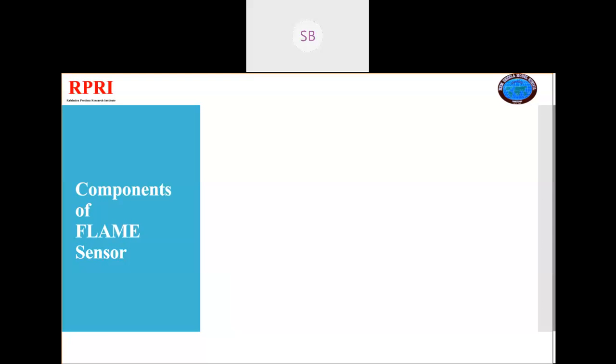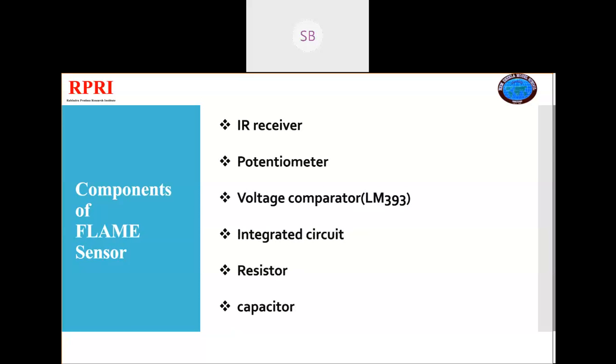Components of a flame sensor. The main components of a flame sensor are the IR receiver, a potentiometer, a voltage comparator, an integrated circuit, a resistor, and a capacitor.